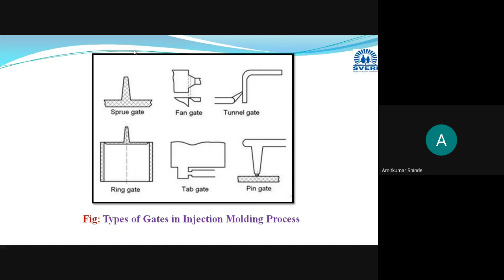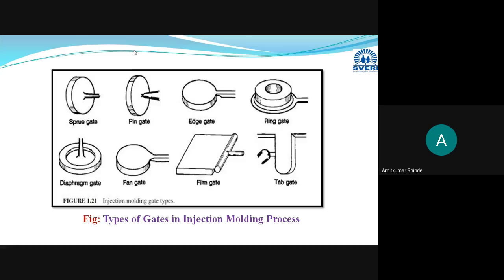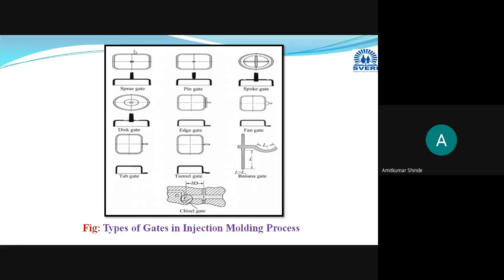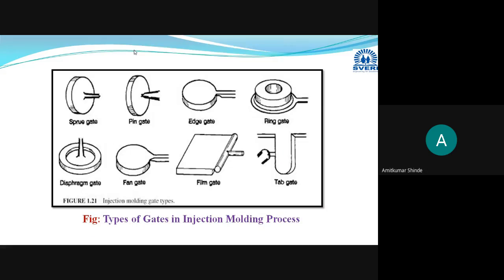These gates are the channels through which the material will flow into the mold cavity. I have collected different diagrams. Some names may be repeated here. Different designs are there: screw gate, pin gate, edge gate, ring gate, tab gate, film gate, fan gate, then diaphragm gate.